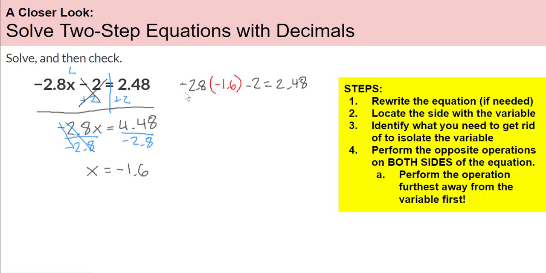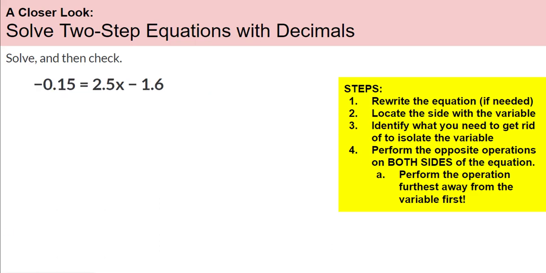So if I did a negative times a negative, that's a positive. So 2.8 times 1.6, that's going to give me 4.48, which I did, which is over there, which is a good sign. And then if we subtract 2 from that, we do get 2.48. So this does make sense. That is good. We checked it. So x equals -1 6/10.